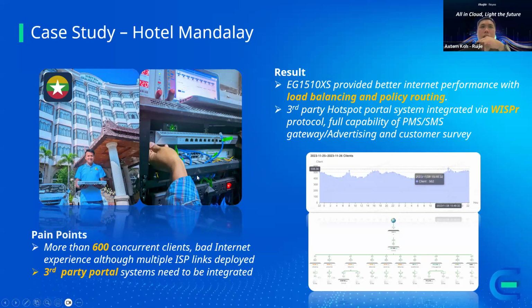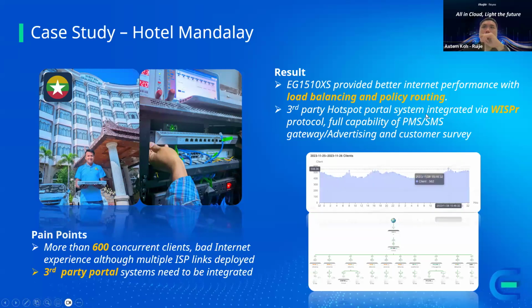Before that, they were using some third-party router, another brand, and they were facing a very bad internet experience, especially when multi-ISP links were deployed. They also faced difficulty creating the portal system, especially integrating with a third-party portal. After changing to our EG1510 access, we gave them better internet performance, and for the hotspot portal system, we can fully integrate with their PMS gateway.